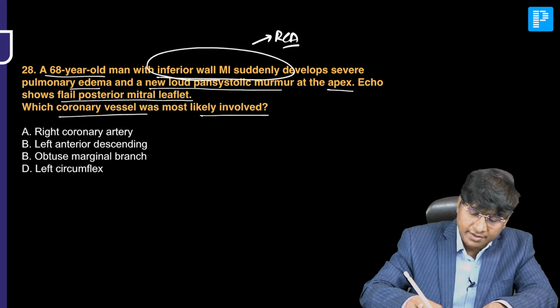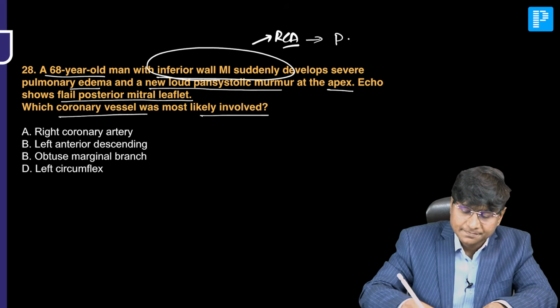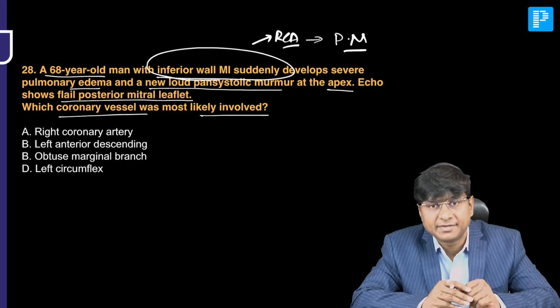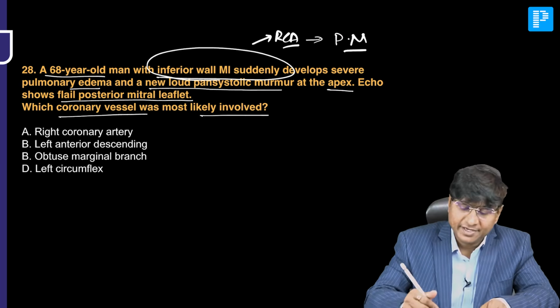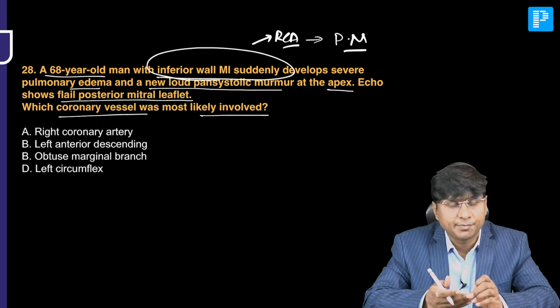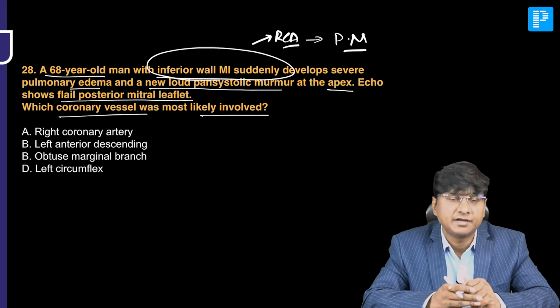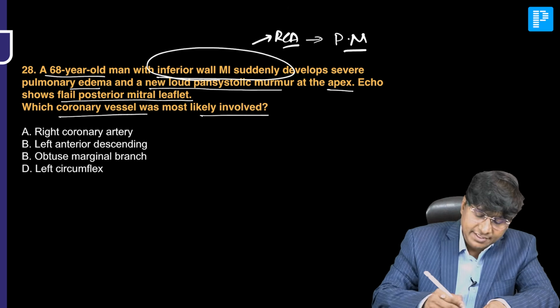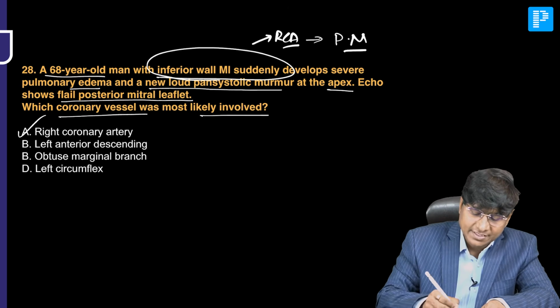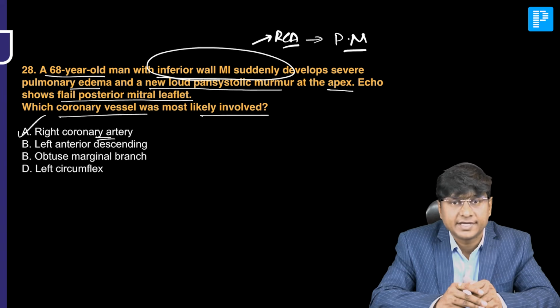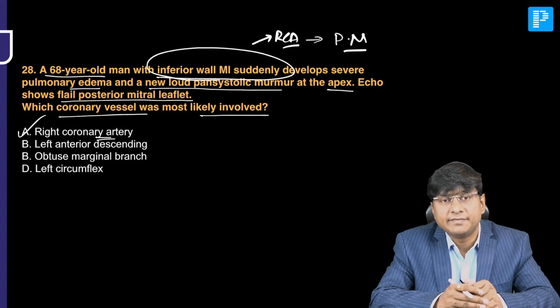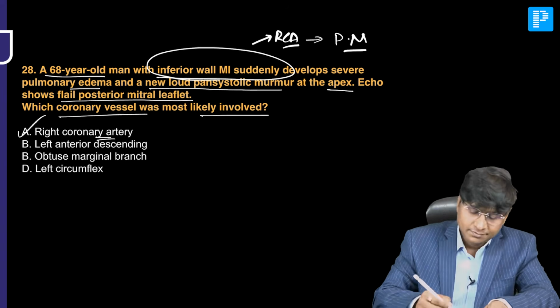This right coronary artery supplies the posteromedial papillary muscle, right? And this posteromedial papillary muscle is the one which will rupture after the inferior myocardial infarction. And that can result in acute MR, right? So the vessel that is blocked here is the right coronary artery. And that can make the individual land up in acute pulmonary edema.